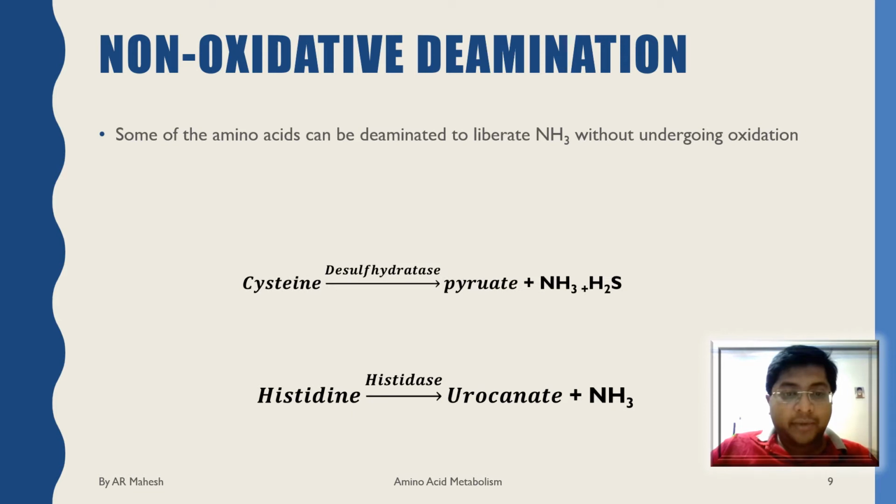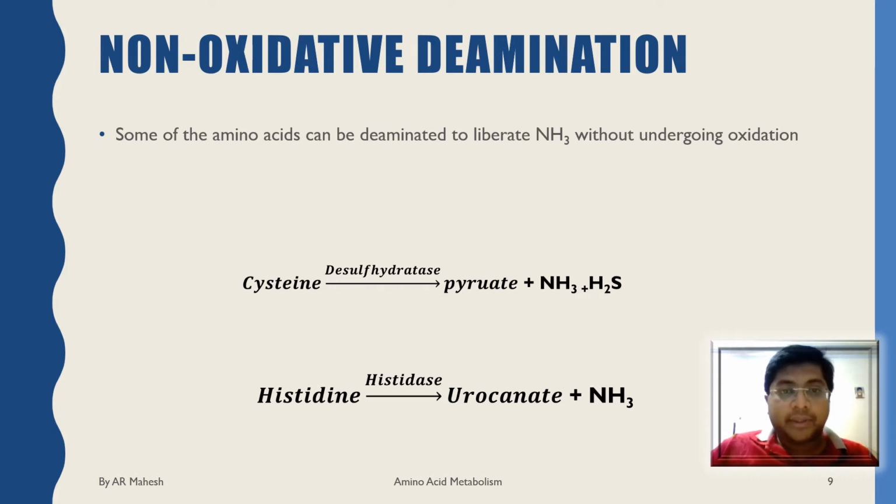The amino acid desulfhydratase enzyme: the sulfur containing amino acids like cysteine and homocysteine undergo deamination coupled with desulfhydration to give keto acids. So this is another example of this non-oxidative deamination.